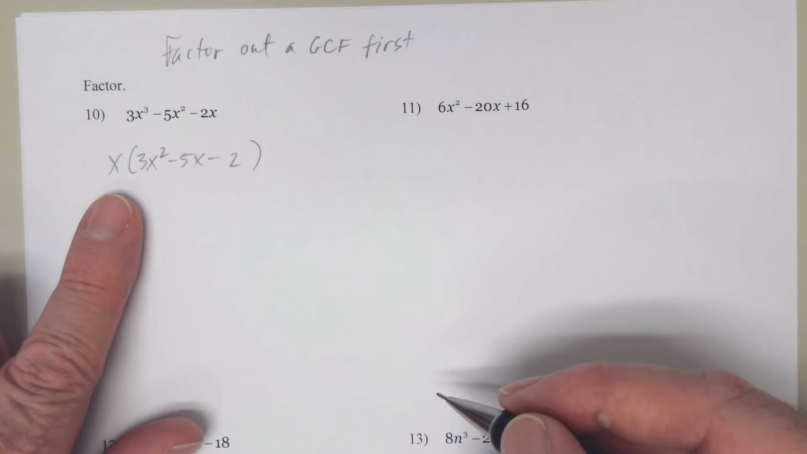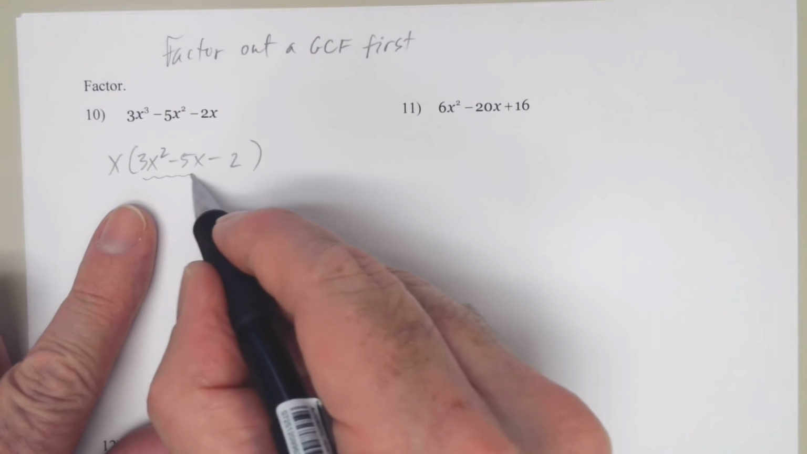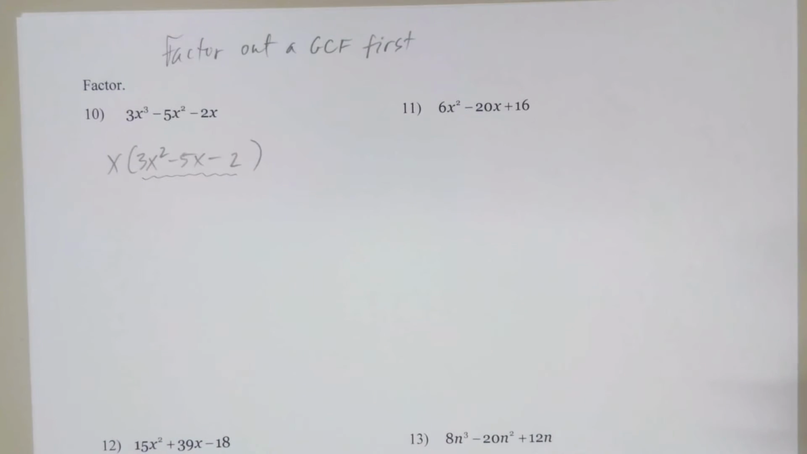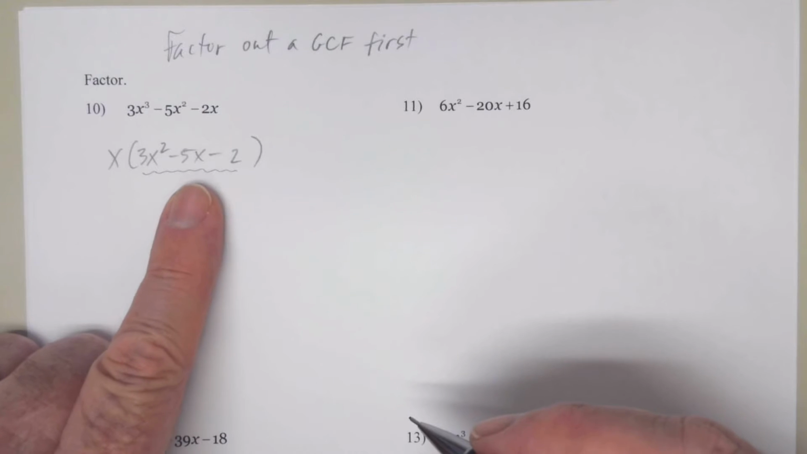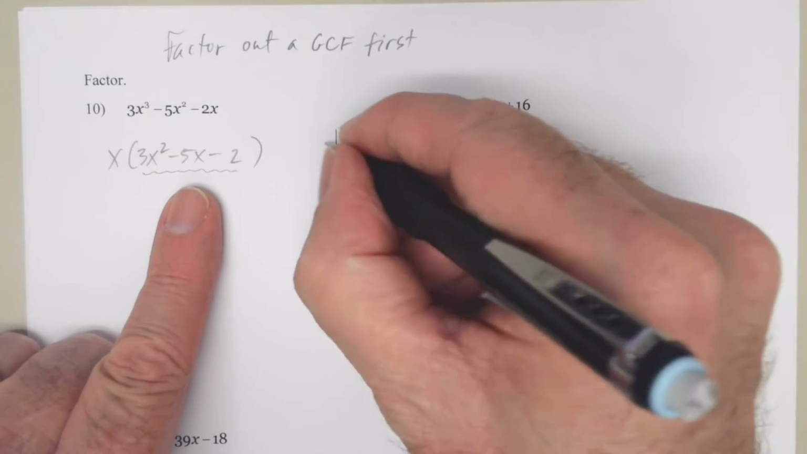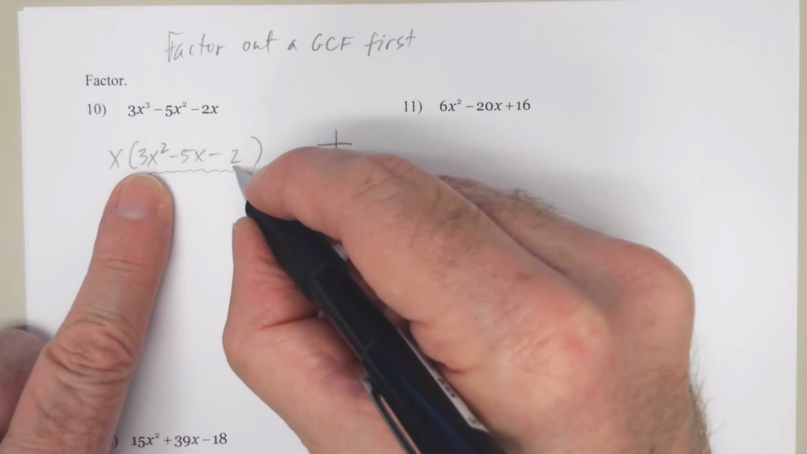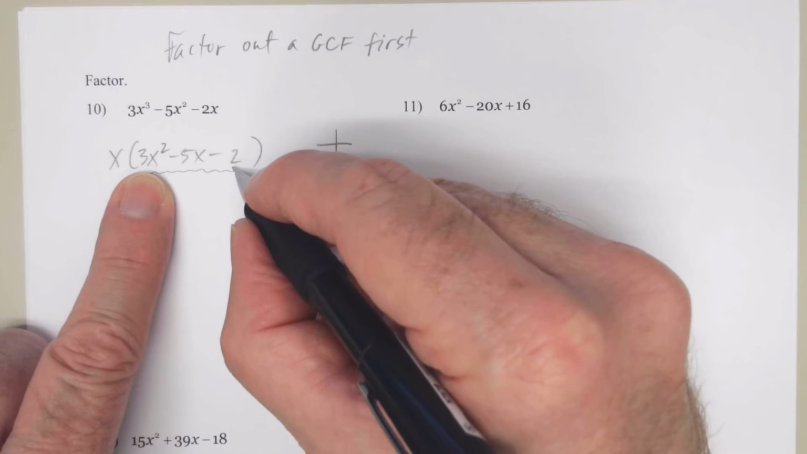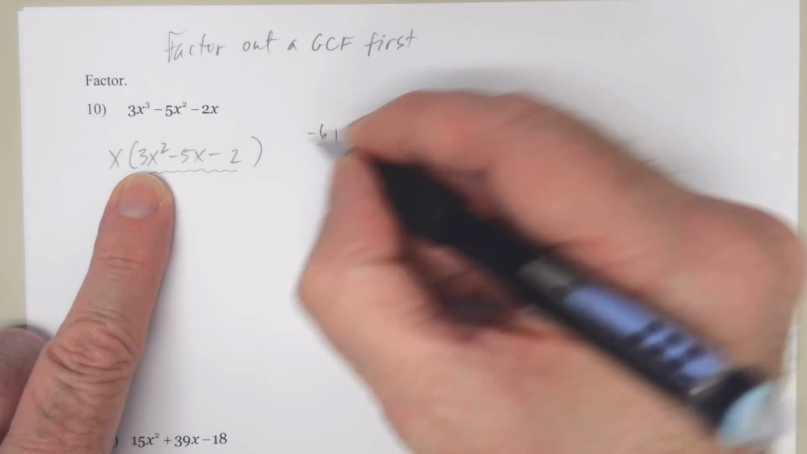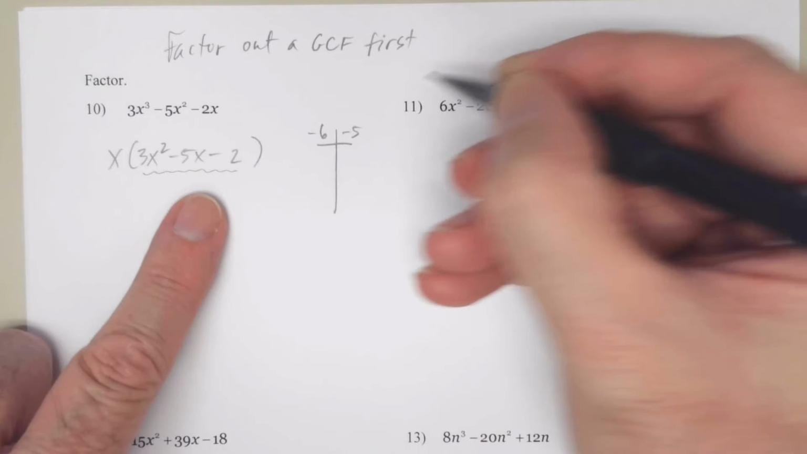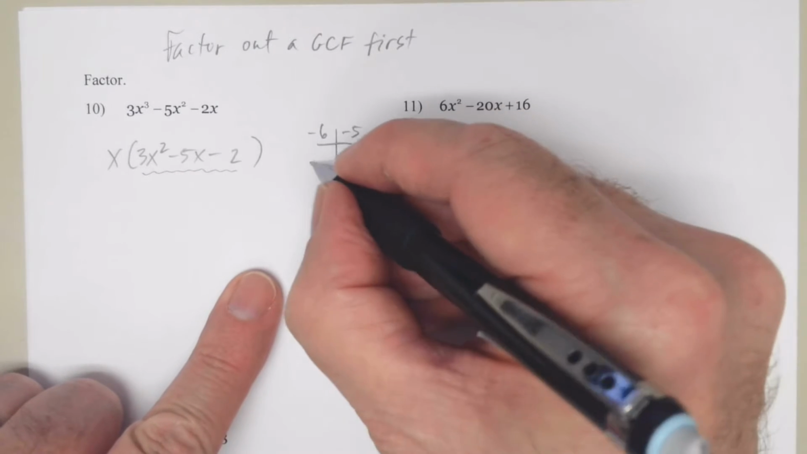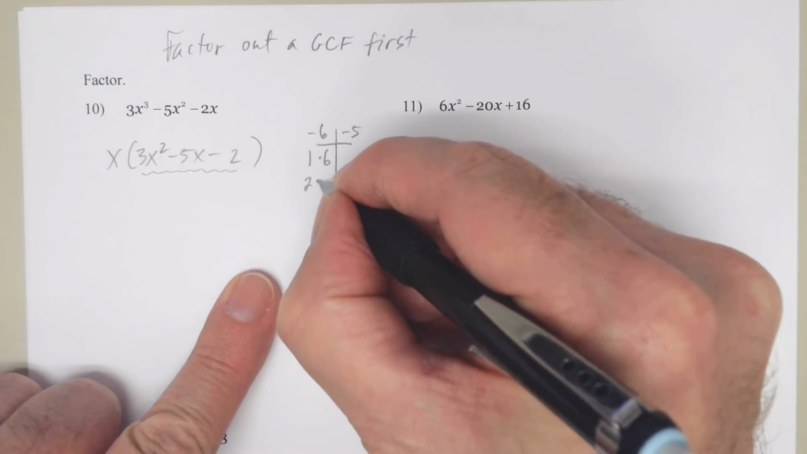So I've factored out an x, but look at what's inside here. This is a trinomial like what we've just been working with. And so I'm going to use the AC method on this part in here. I need two numbers that multiply to AC, which would be 3 times negative 2. That's negative 6, that add up to negative 5. Be careful, sometimes people make a mistake on this one.